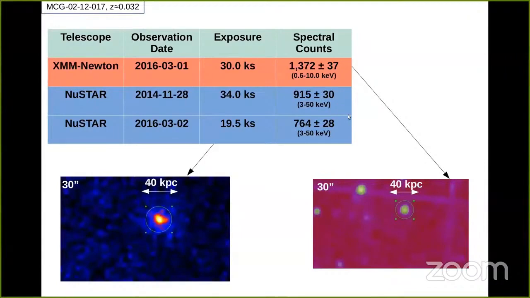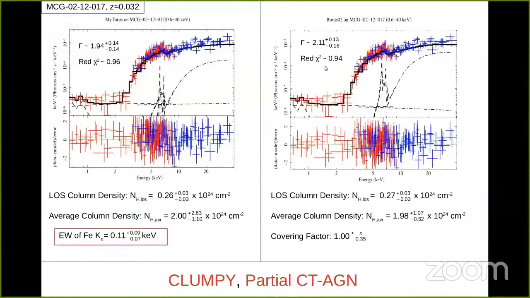And fitting the models to it, the reduced chi-square value is very close to 1. The column density values are also consistent with each other. But here, notice that the line of sight column density is Compton thin, whereas the average column density is CT, and about 10 times more, showing a clumpy distribution just like the one before.